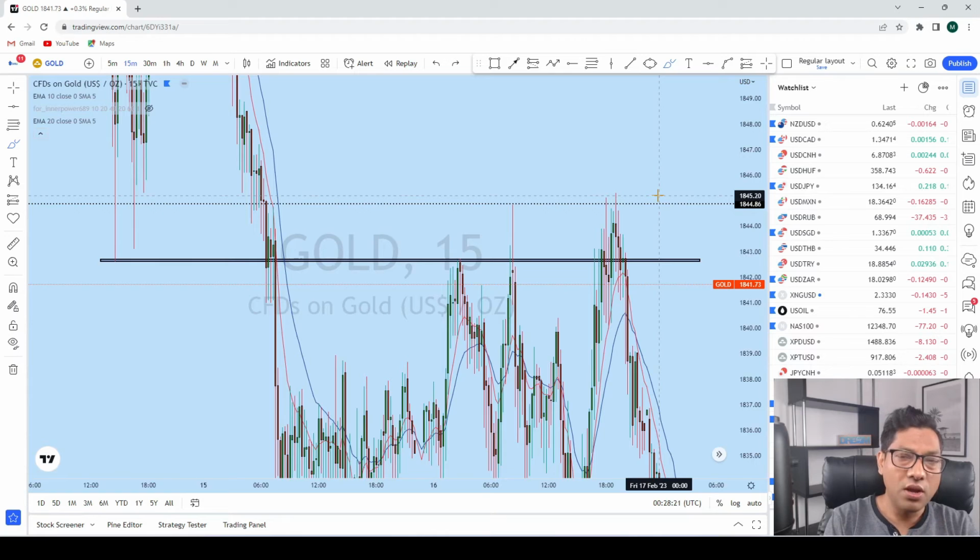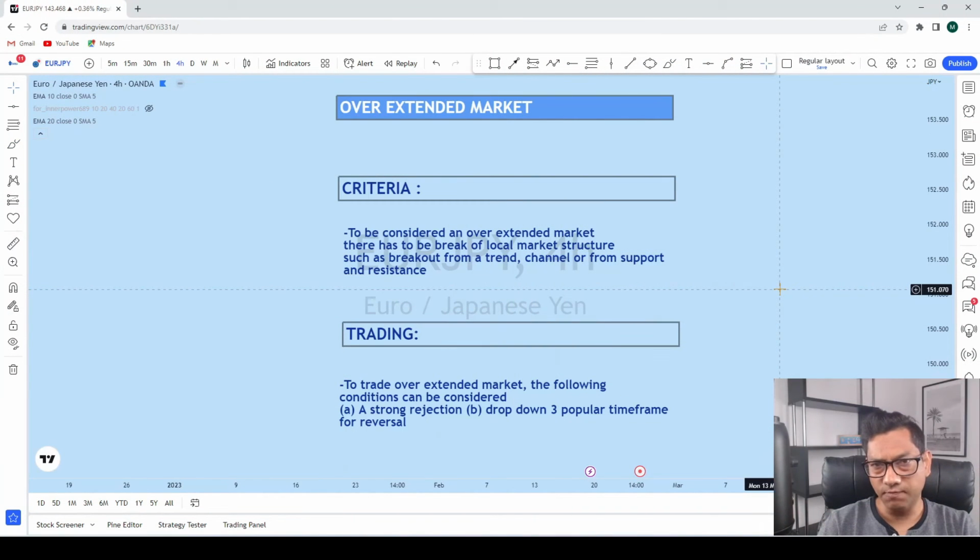Now let's find out in what situation, in what cases you can trade an overextended market. To trade an overextended market, we can consider some of the criteria that I normally personally consider. The first criteria to trade an overextended market is a strong rejection.